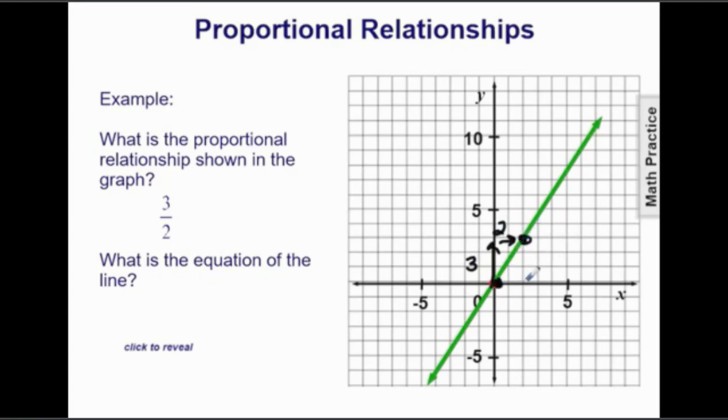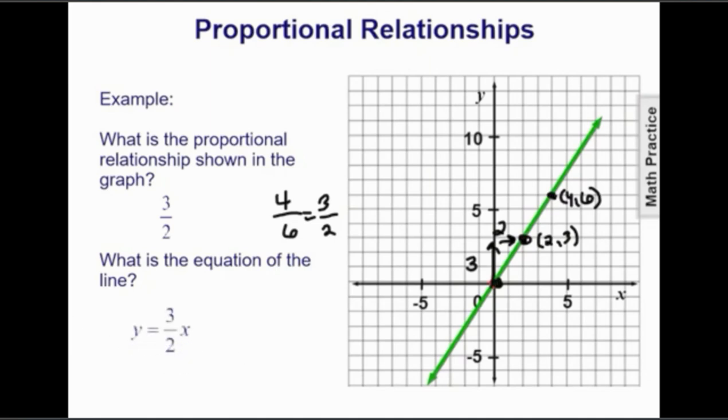So an example is you have the point 2, 3. So y over x would be 3 over 2. Even if you took, let's take this point here, which is 4, 6. Well, 6 over 4 simplifies to 3 over 2. You can do that for any point on this line. So the equation of this line is y equals 3 over 2 x.